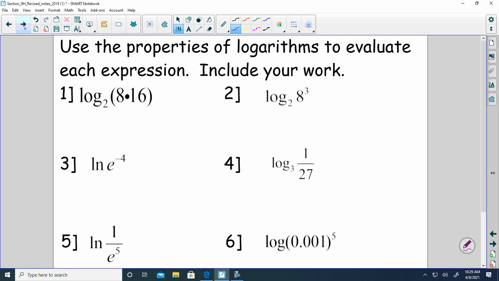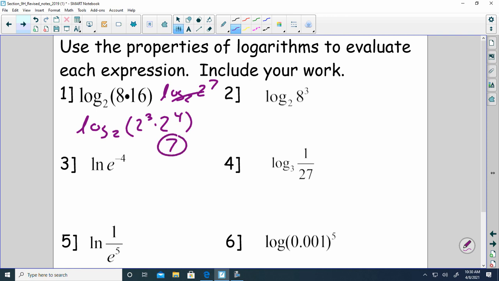First thing I want to do is convert 8 and convert 16 into base 2. So 8 is 2 to the third. Agree? 2 times 2 times 2. And 16 is 2 times 2 times 2 times 2, so 2 to the fourth. So let's do this real quick. Log base 2. And I have 2 to the third, 2 to the fourth. Like bases, I can add the exponents. Those cancel. Exponent drops down, so I just wind up with an answer of 7 for that one.